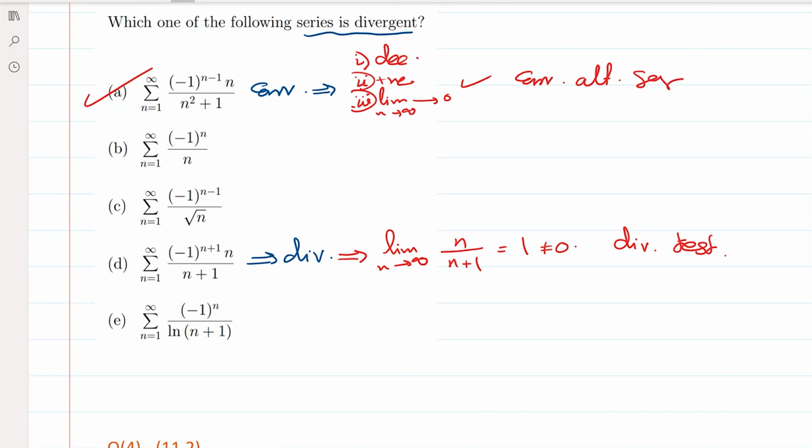Alternating series, and this one same. All of them converge alternating series. Okay, the only one which diverges is this one, and it diverges because of the divergence test. I hope this is clear. If any one of you has a question, raise your hand. Yes, Khalid.